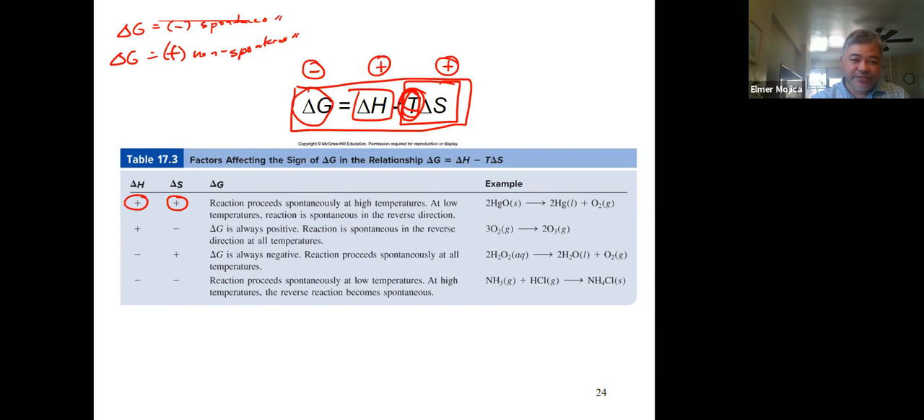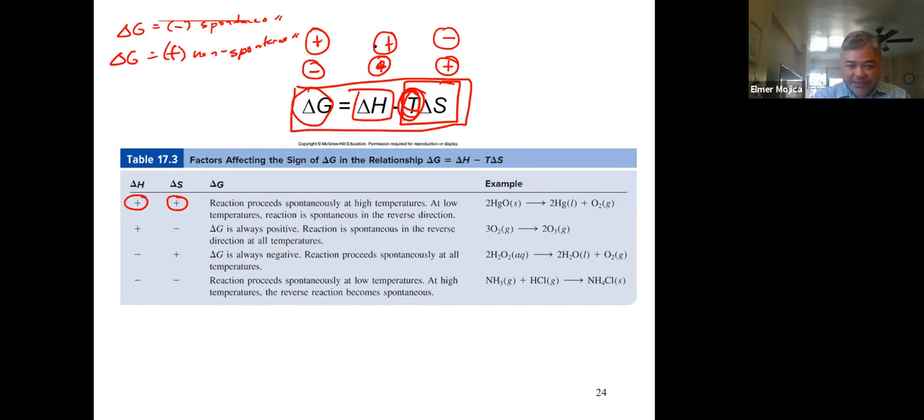However, if you have what? This is positive and this is negative. So negative times negative will give you what? Negative times negative will give you positive. You add it with the positive. So all the time, the delta G is positive. So the reaction is only spontaneous in the reverse direction.